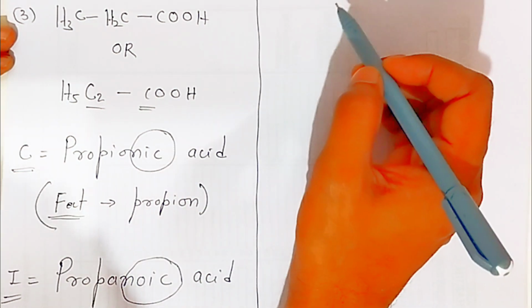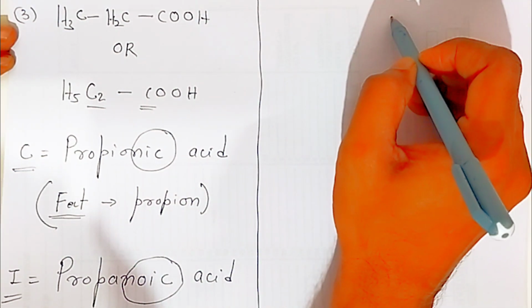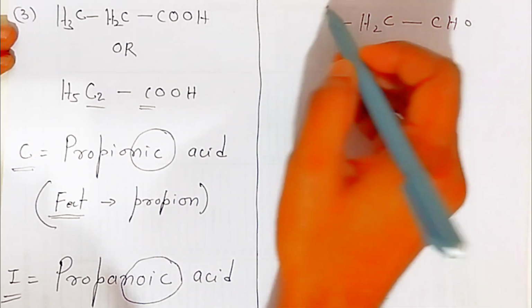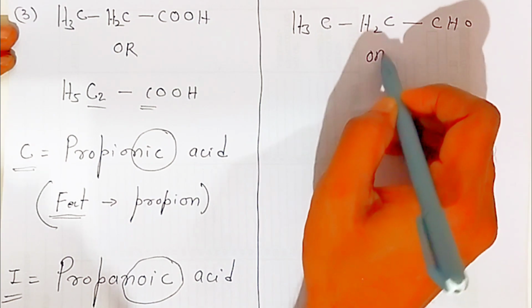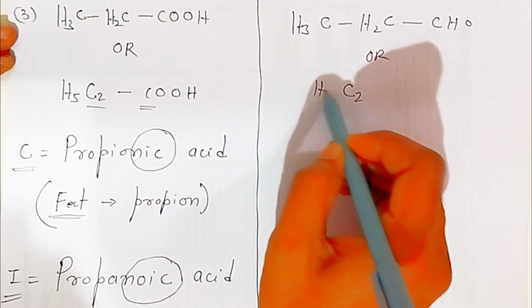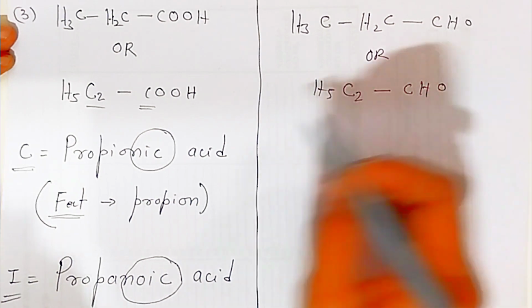Now students, in aldehyde, here you have the aldehyde group which is attached to CH2 and this is CH3. You can also write how many carbon are attached to the aldehyde group, students? 2 carbon, C2H5. So this is the structure. You can also write like this, students.